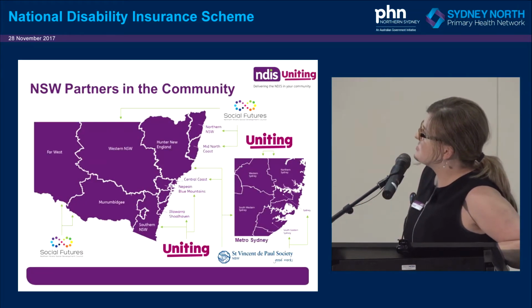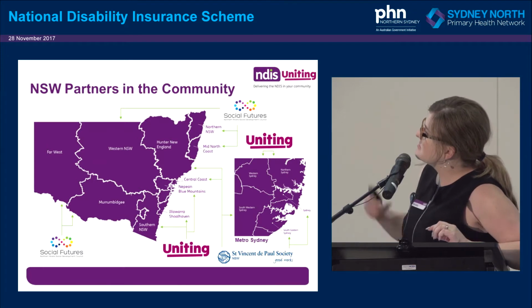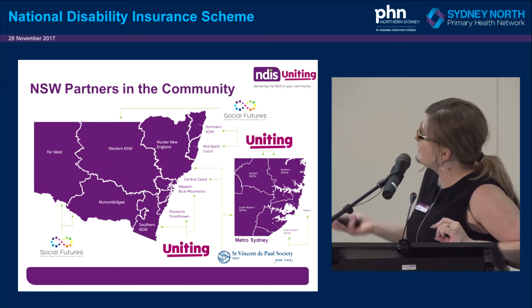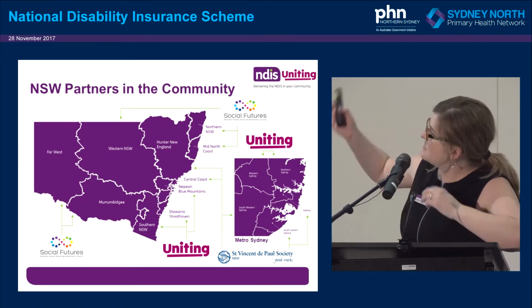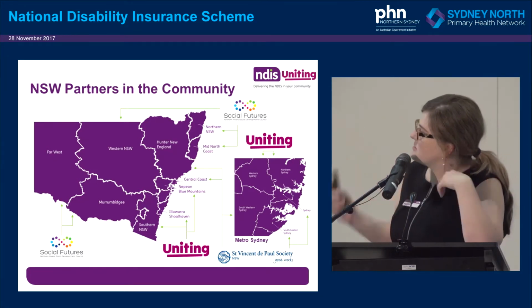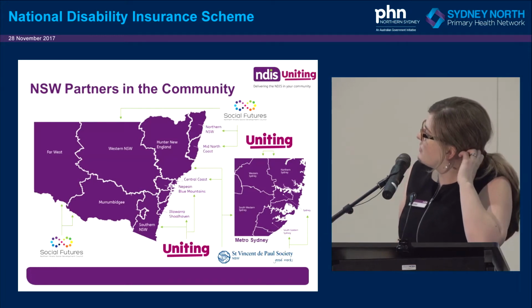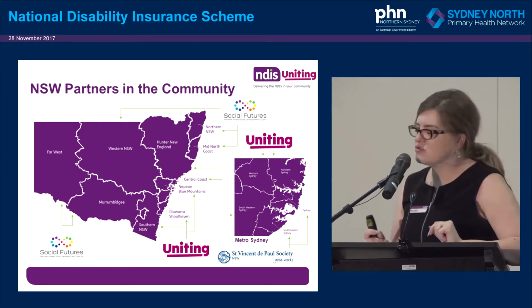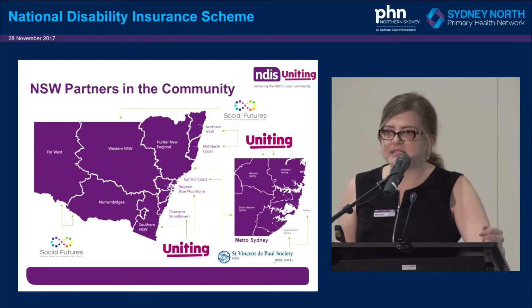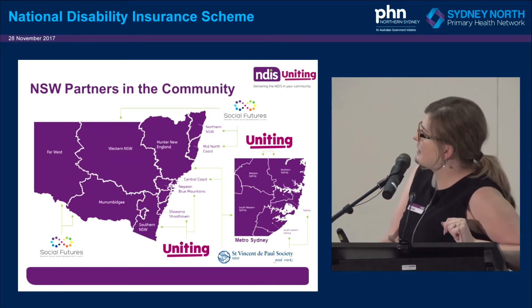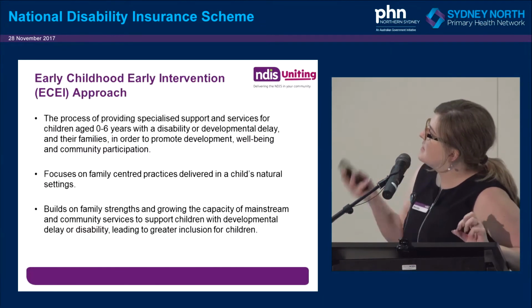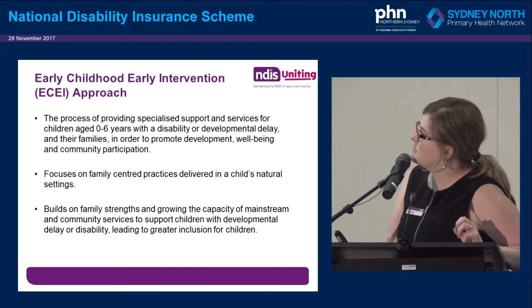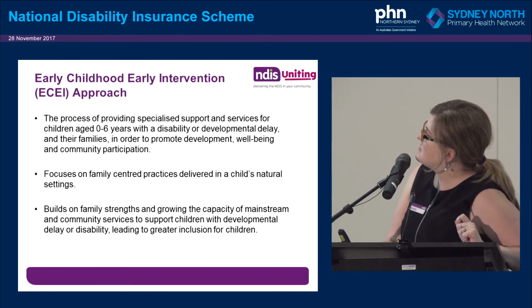And this is just to reinforce our New South Wales partners in the community and what it is that we do. As you can see, the map of New South Wales, quite clear where Uniting sits, and Social Futures as well as St Vincent de Paul. So at this stage, these partners are contracted until the June 2018 period to help us transition participants from state-funded programs. We've mentioned the early childhood early intervention partner approach, and really you've got that in your slides.